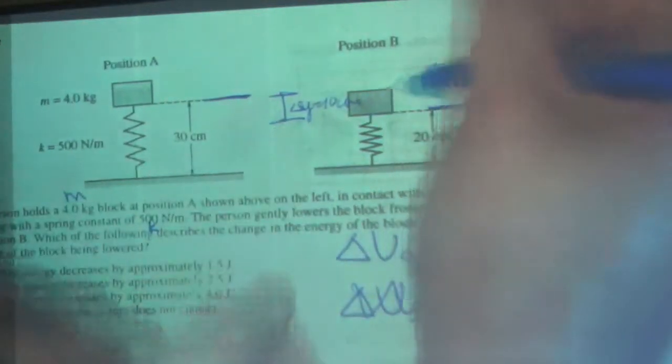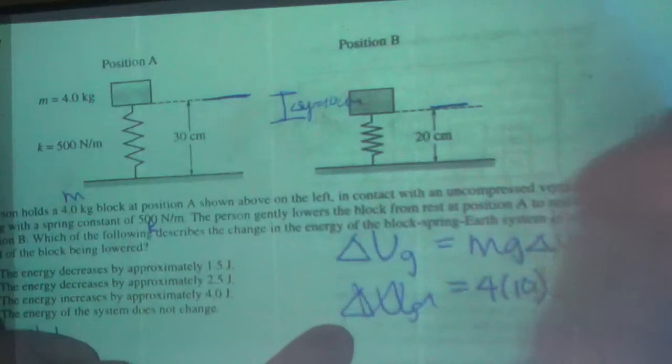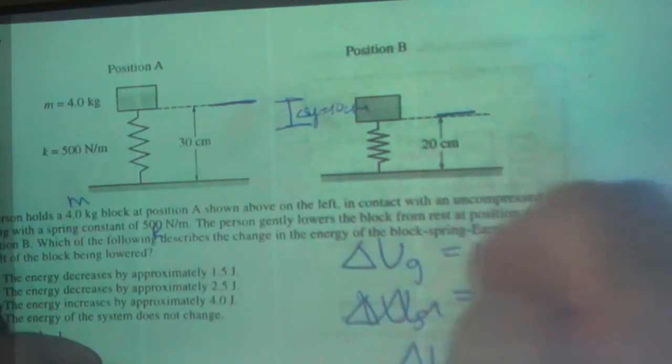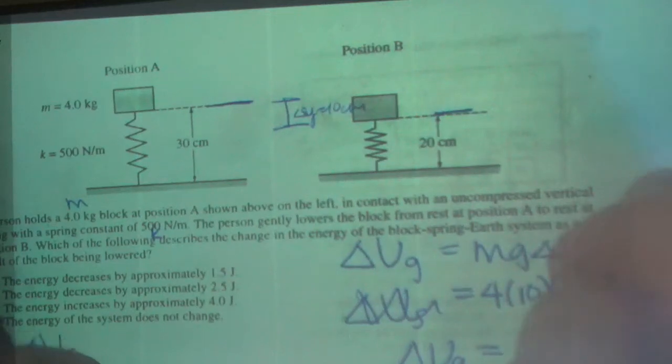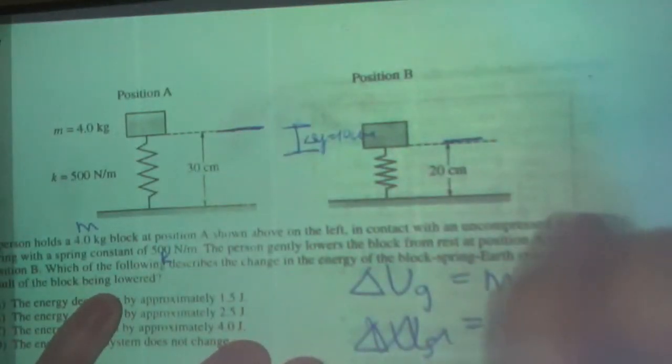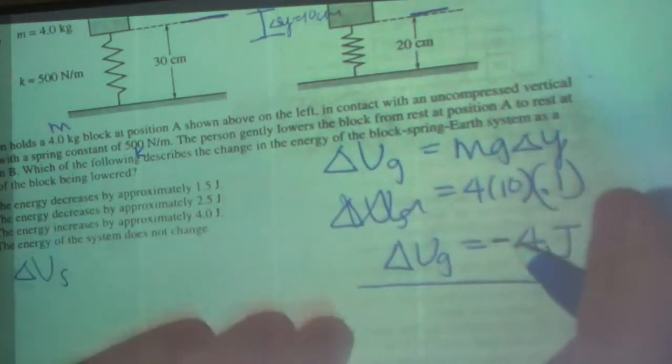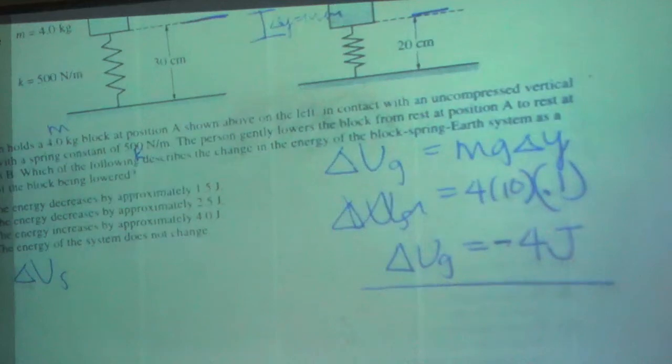But we don't use centimeters. That's going to be times 10 to the negative 2, so that's going to be 0.1 meters. So that means that my gravitational potential energy changed by 4 joules. And if I am decreasing in height, that means I'm losing 4 joules. So the gravitational potential energy lost 4 joules.